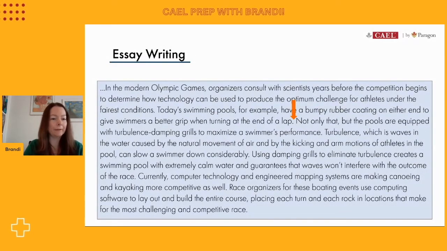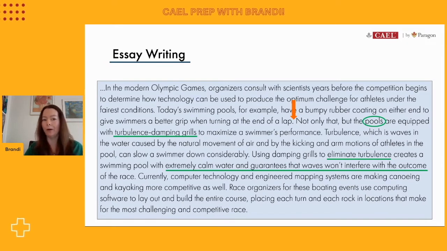We'll keep reading from the orange arrow. It says, not only that, but the pools are equipped with turbulence damping grills. So there's that advancement. This is how the swimming pool has been improved to maximize a swimmer's performance. Turbulence, which is waves in the water caused by the natural movement of air and by the kicking and arm motions of athletes in the pool, can slow a swimmer down considerably. Using damping grills to eliminate turbulence creates a swimming pool with extremely calm water and guarantees that waves don't interfere with the outcome of the race.